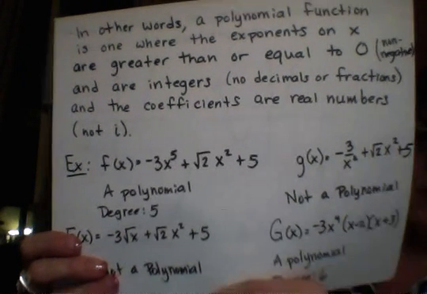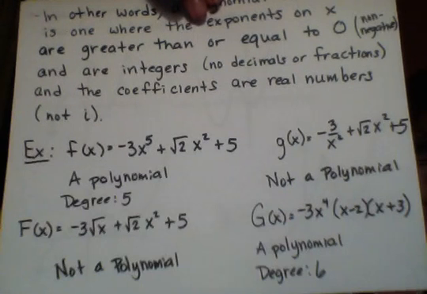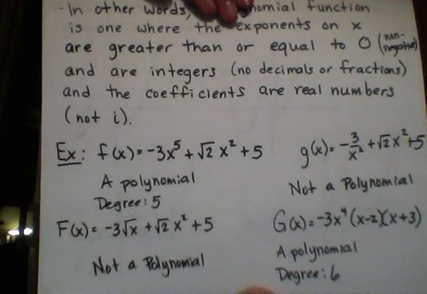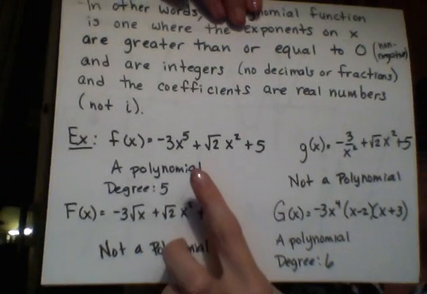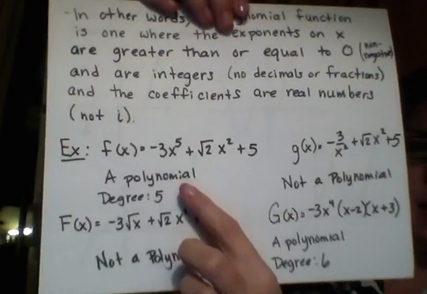So here's some examples of, whoops, I think it's freezing. Sorry, examples of some equations. We have the first one here, f of x is negative 3x to the 5th plus the square root of 2, x squared plus 5.